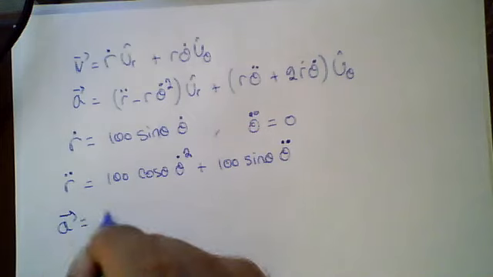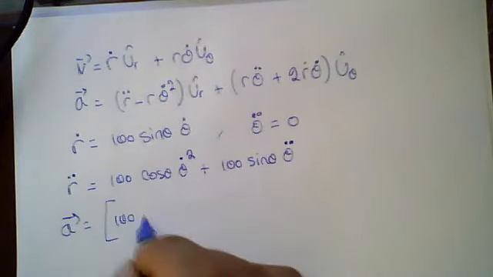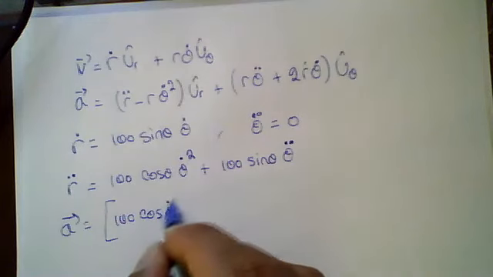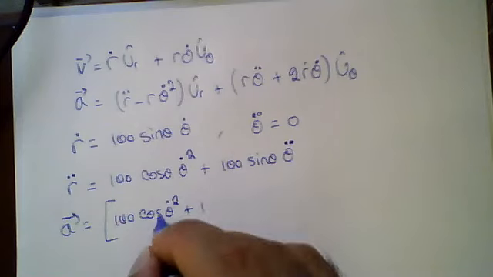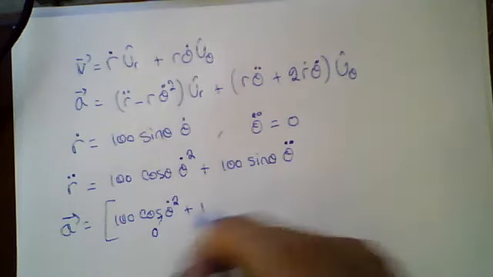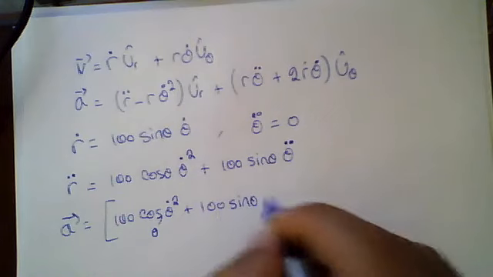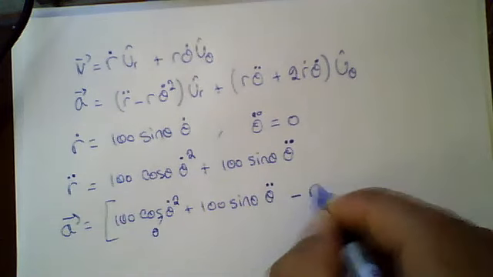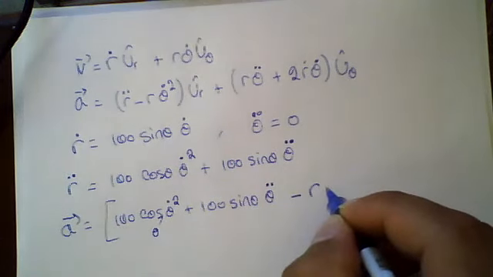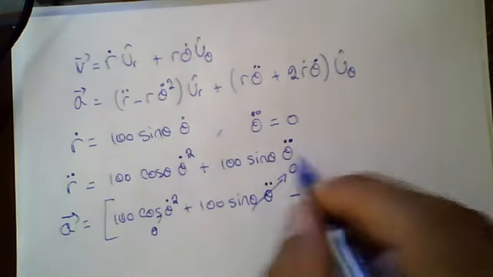So a is going to be equal to how much? So I'm going to do this. r double dot, so 100 cosine theta theta prime squared, plus 100 sine theta theta double dot, minus... Isn't this zero, Doctor? Yep, this guy is 0. Exactly. This guy is 0. Minus r theta prime squared.